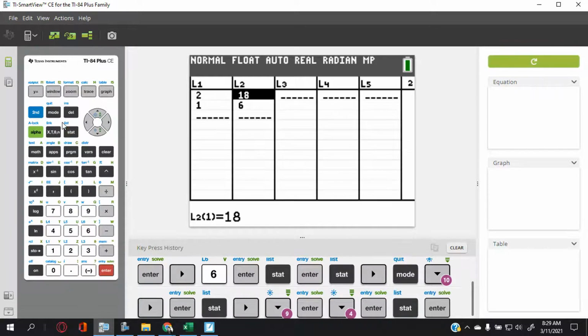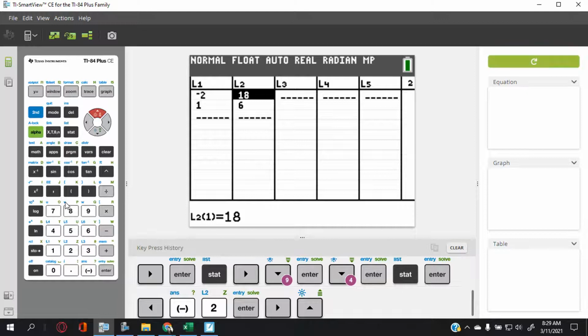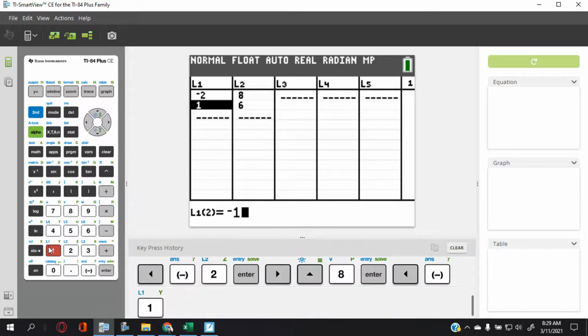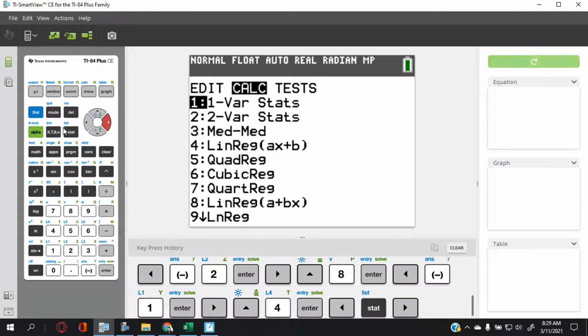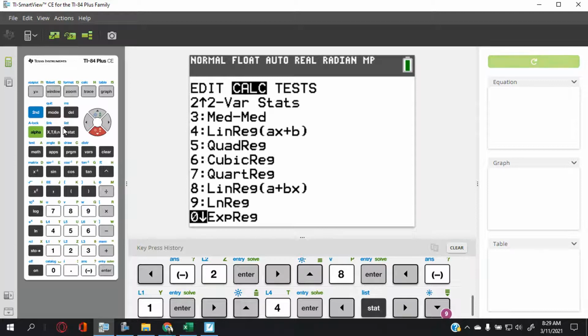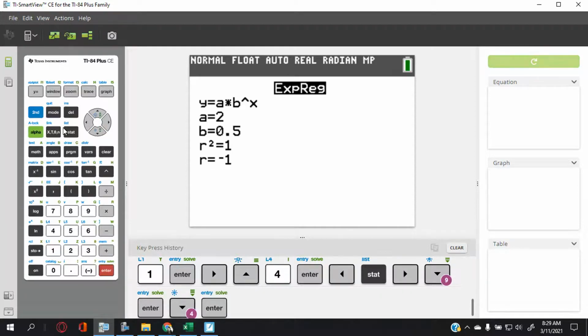Okay, all right. Stat. -2, 8, -1, 4. And let's see. Right, we go to stat again. Count. Go all the way down. Again, you should be following along on your calculator. Exponential regression. Calculate. All right, here we go.